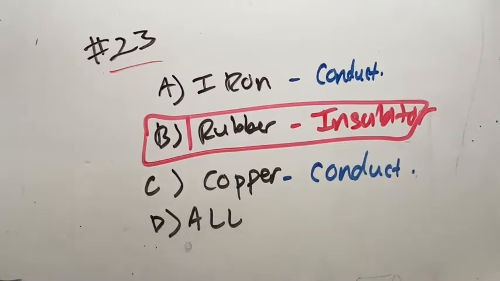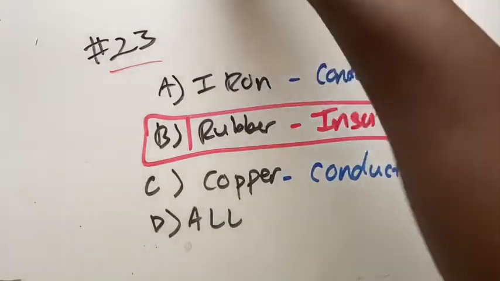Let's see, 24 says a length of wire has a resistance R. Same kind of wire. Okay.